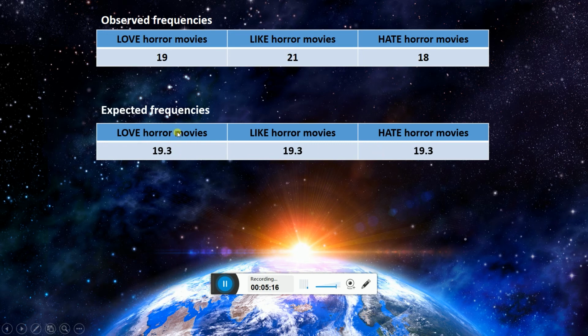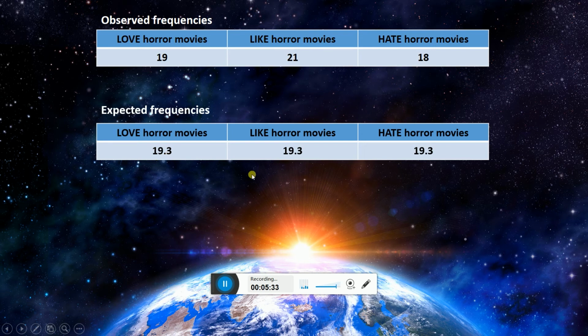Now, obviously, you can't have 19.3 people. The expected frequencies are calculated and therefore theoretical. So in theory, I suppose we could have 19.3. It is a horror movie after all.